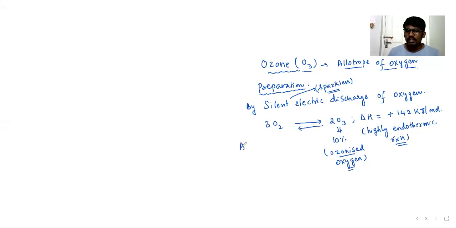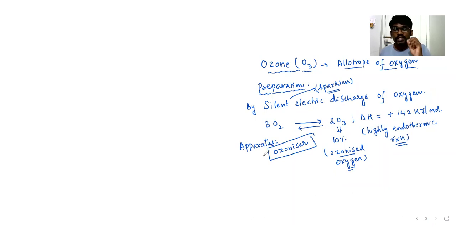Generally, this preparation can be done in an apparatus. The apparatus used for this purpose is called an ozonizer. Ozonizer is an apparatus which is used for the preparation of ozone, and further we can concentrate it. If you would like to get a high concentration of ozone, then we have to use this ozonizer. Here, 10% of the ozone can be prepared by silent electric discharge of oxygen.